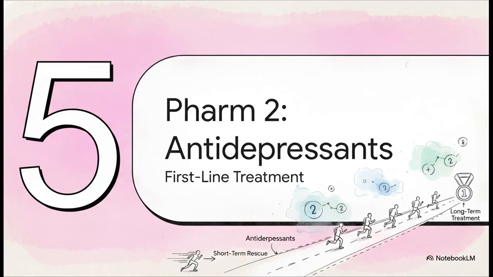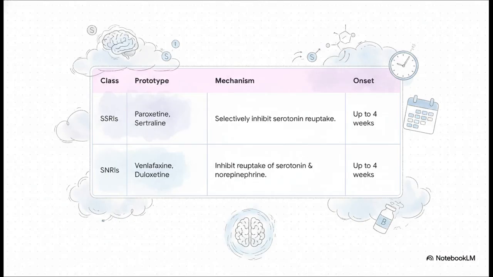So if benzos are the sprinters for short-term rescue, then antidepressants are the marathon runners. They are the first-line, long-term treatment for managing anxiety disorders. This slide shows the two workhorse classes for long-term anxiety treatment, SSRIs and SNRIs. And maybe the most important piece of patient education you can give is about that onset time. You have to tell them this is not a quick fix. It can take up to 4 weeks to really feel the full effect. This is why a doctor will sometimes prescribe a benzo for a short time at the beginning, just to bridge that gap until the antidepressant kicks in.